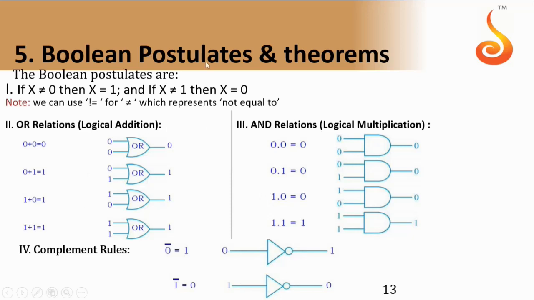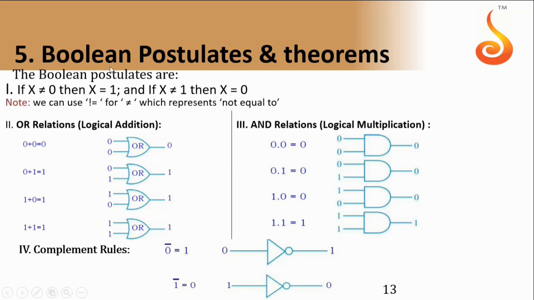So what are the two values x can have? X can have either 0 or 1, only two values, right? So if x is not 0, then it should be 1. If it is not 1, then it should be 0. It will have only two states, that is high or low. It can be on or it can be off. When I say on and off, 0 is off, on is 1, like high and low, or 0 and 1.